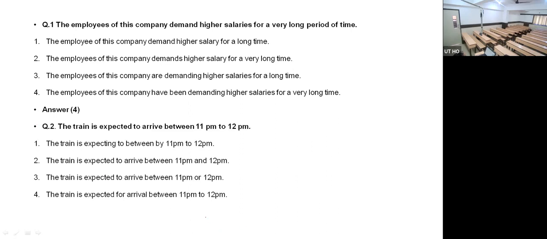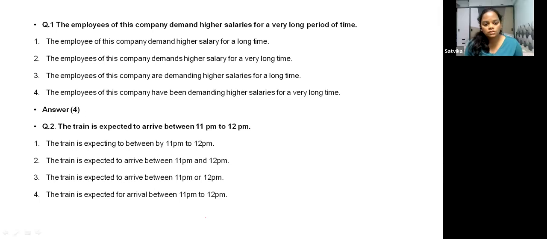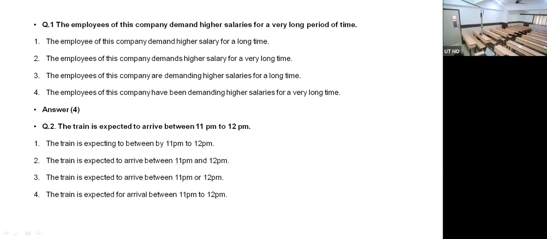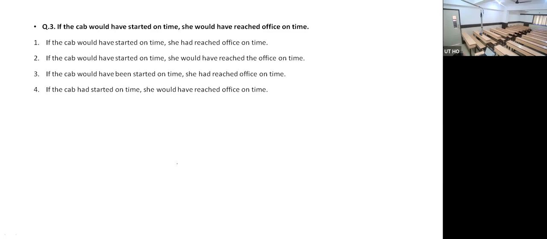Okay, number 2. The train is expected to arrive between 11 p.m. to 12 p.m. The second option: the train is expected to arrive between. We would say that. Okay, now this one.